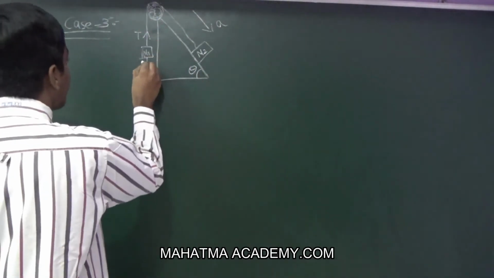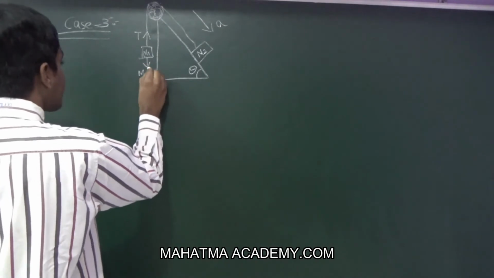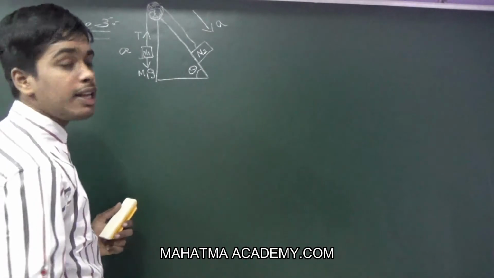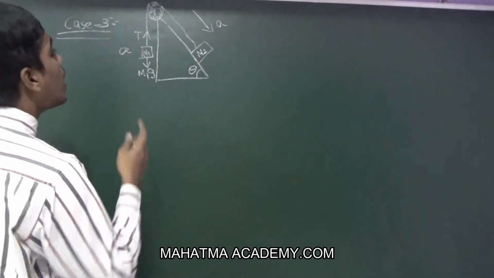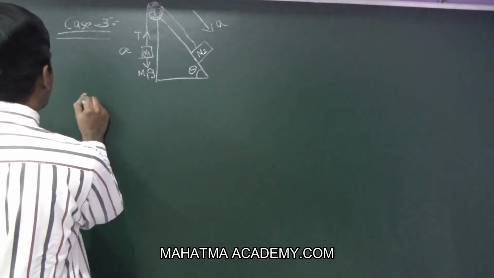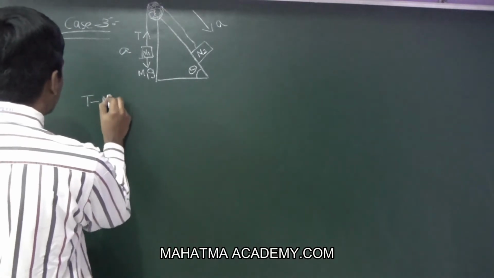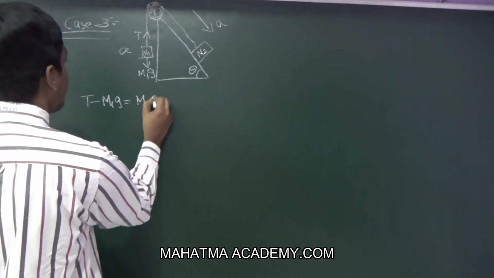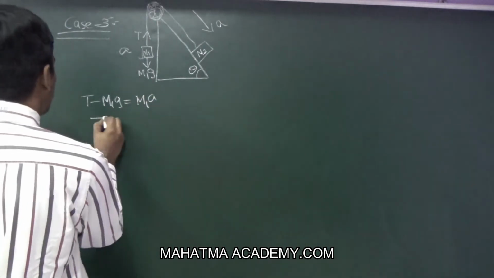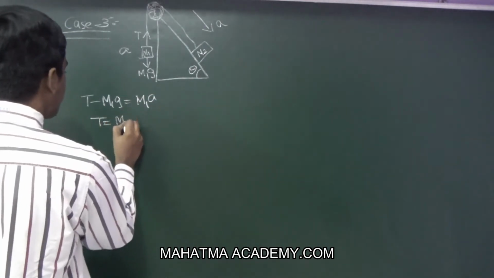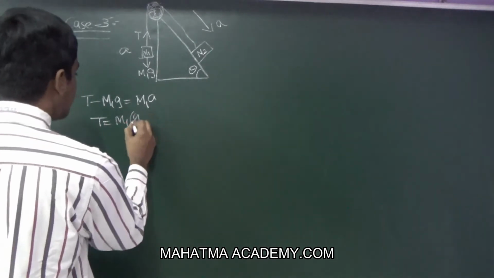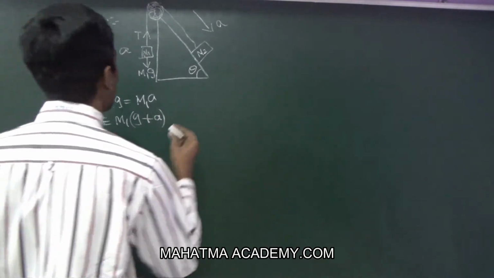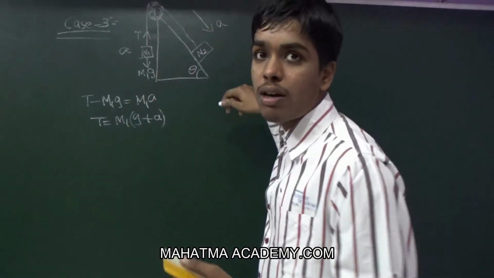Tension, M1g, and acceleration a. For the first body, the free body diagram states that T minus M1g is equal to M1a. Now T is equal to M1 into g plus a. Now the body is moving downwards.